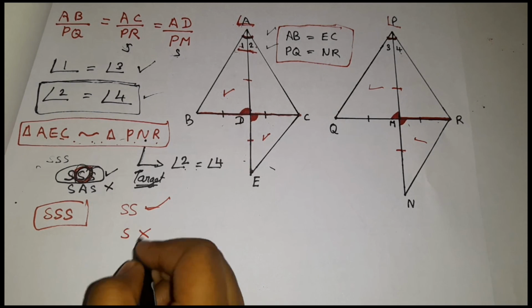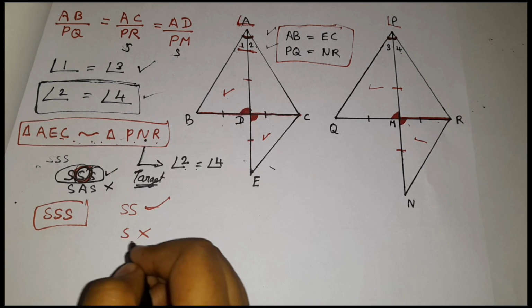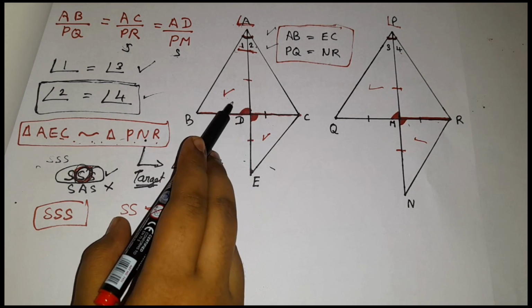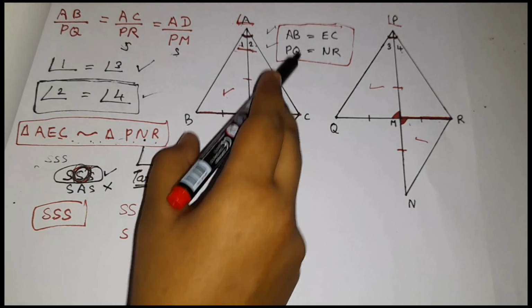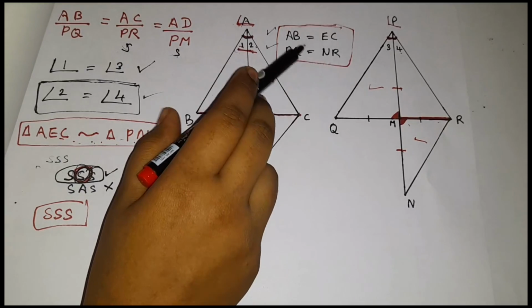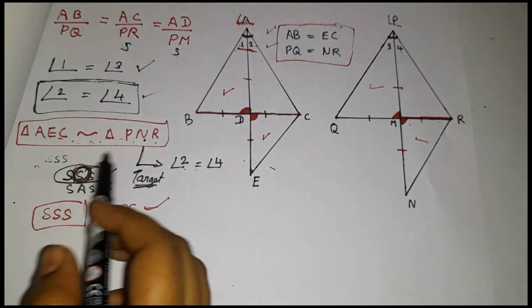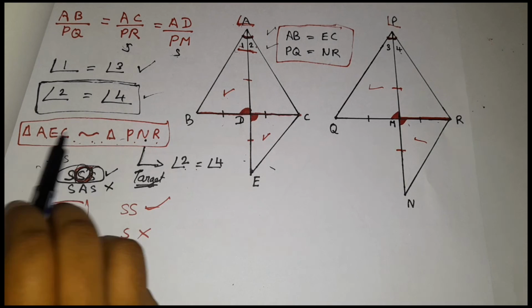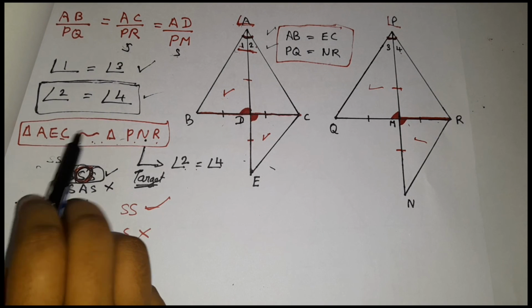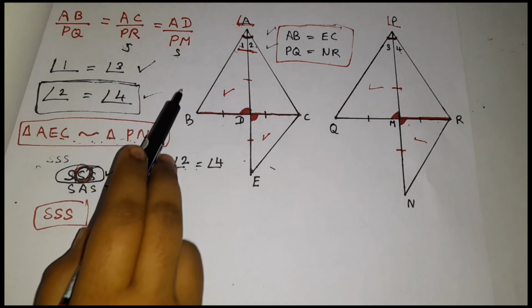But one side's information I didn't get. Just because I didn't get that side information, I proved it congruent. Now I got the side information. This was the side information. From congruency I got this value. Okay. So now since I got these values, I proved it as similar, that is triangle AEC is similar to triangle PNR. Why? Because I got the values.